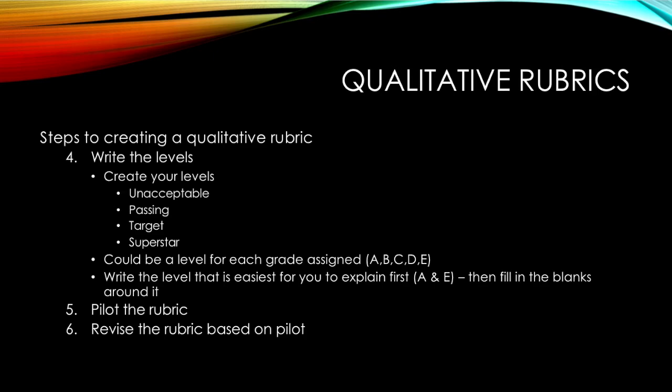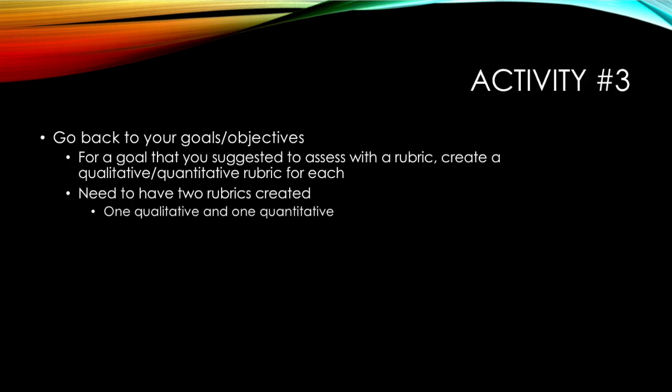You want to write the level that is easiest for you to explain first. So essentially, these are like the very best and the very worst. And then you're essentially going to fill in the middle around those. So you know what is the very worst, you know what's the very best, and B, C, and D kind of fall in the middle of that. Once you have that all done, you're going to go ahead and pilot the rubric and then make changes based on the pilot.